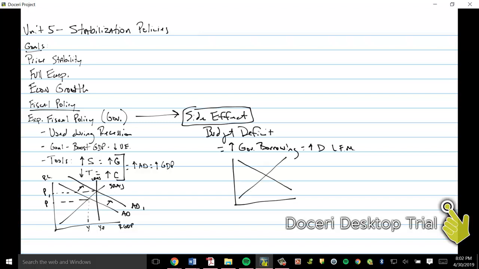Make a big X. The demand and the supply of loanable funds. This is the quantity of money. Focus, people. And the real interest rate. Now remember, a couple things about the loanable funds graph. Upward sloping supply curve. And we are using the real interest rate in the loanable funds graph.